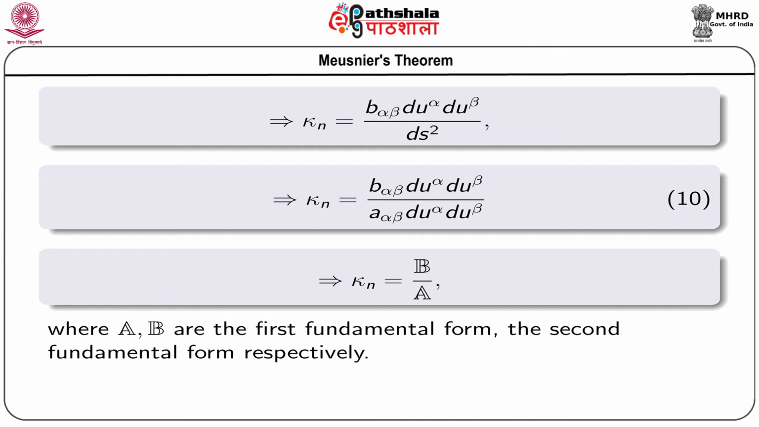So, this is the normal curvature, and from this equation number 10 we can easily see that this kappa_n depends upon the directions of du^alpha, du^beta. It is very interesting, where alpha, beta are running from 1 and 2. So, now the normal curvature of a surface depends on the directions of du^alpha and du^beta.